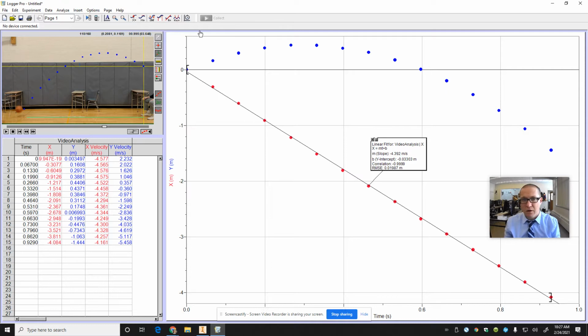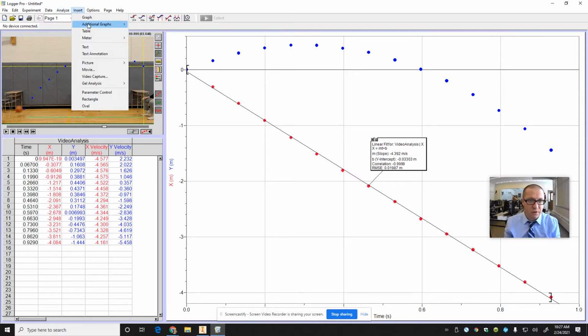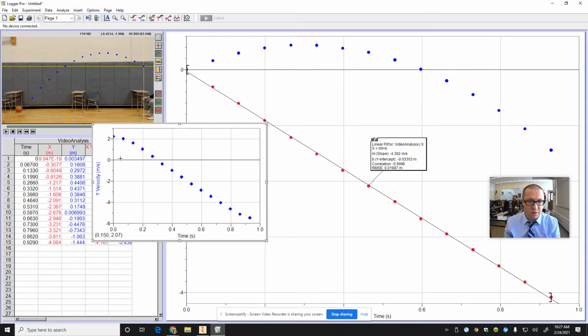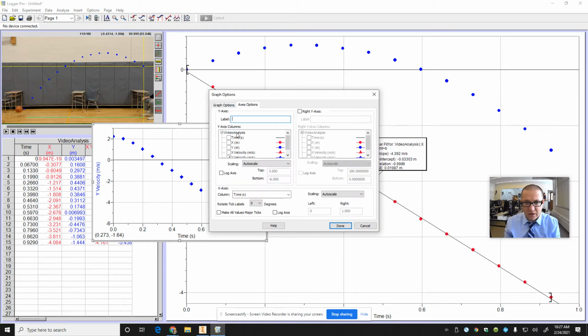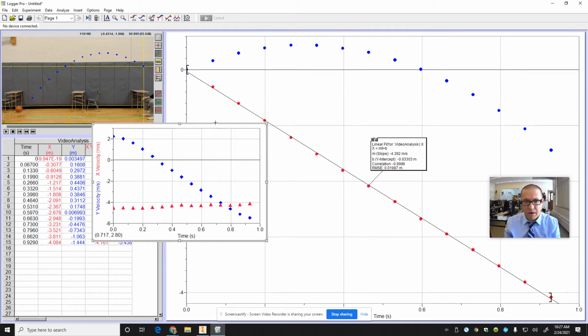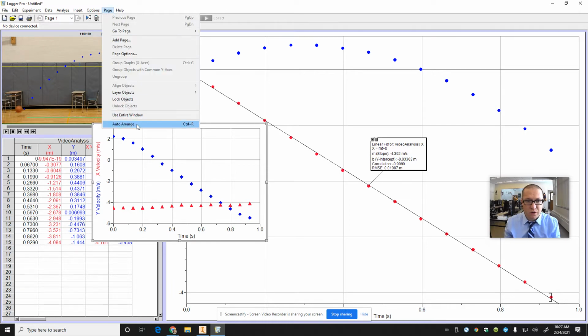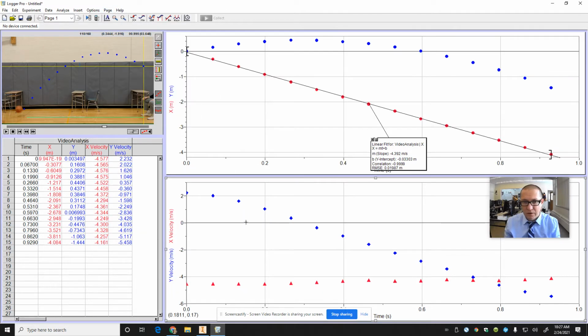squared, all right? So what I'm going to do here is I'm going to insert another graph. Insert graph. Ooh, the velocity versus time. It automatically makes it just the Y. So if you right-click and you go to graph options, you can change that to be X velocity and Y velocity. All right, we'll do a page auto arrange. So now we have position versus time is the blue position versus time, that's the Y.